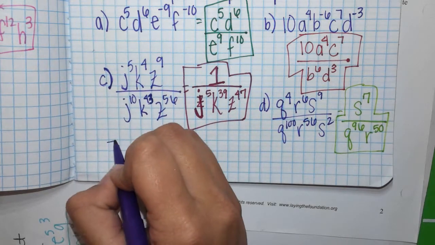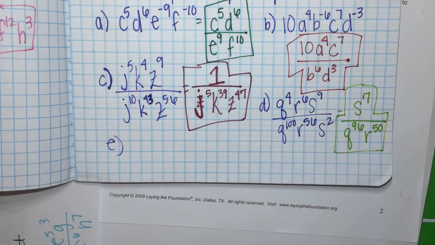Okay. All right. One more and then homework. No, one more and then we're going to talk about 0 as an exponent because that's lots of fun.